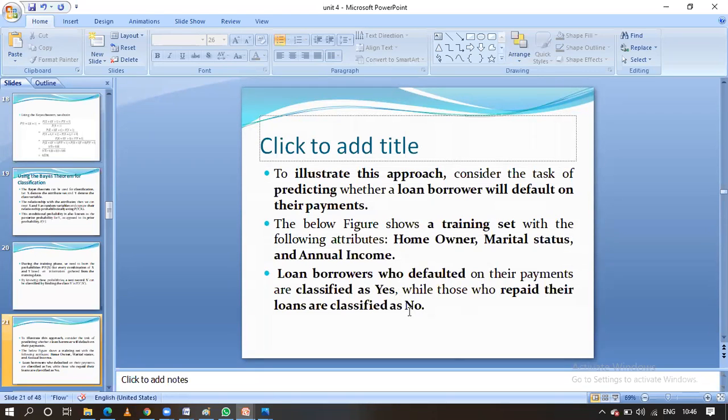the loan in time. Here the attribute name is loan borrower who defaulted. Yes means they are not paying that amount in time. No means they are repaying the amount in time. These are the attributes related to the loan. This one we have taken as the class attribute. How are we going to classify with the help of training data? With the help of Bayes theorem, let us see.